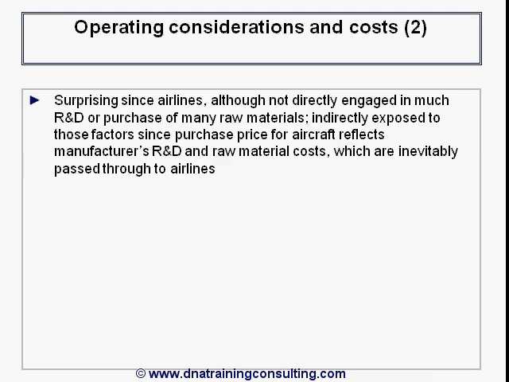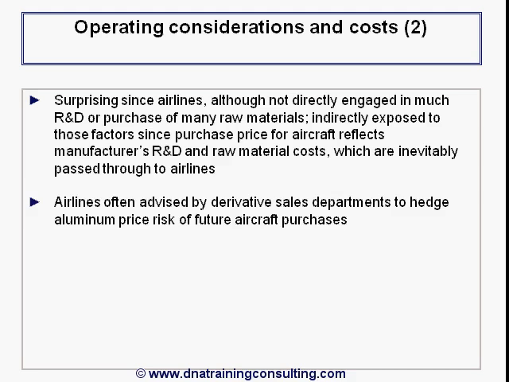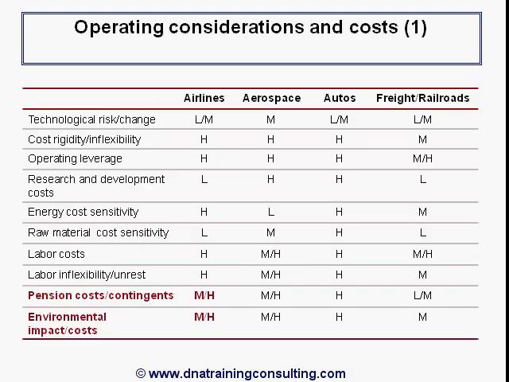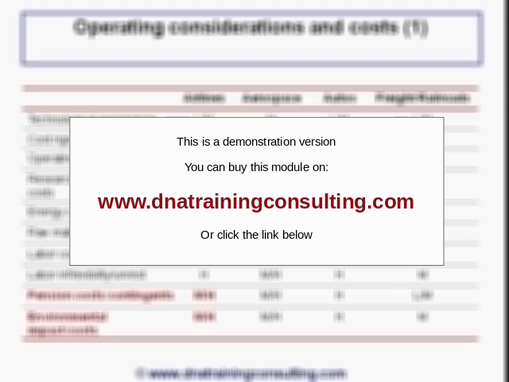Indeed, airlines are often advised by derivative sales departments with proposals to hedge the aluminum price risk of their future aircraft purchases, an acknowledgement of this indirect exposure that can be extremely substantial for those with large scheduled aircraft deliveries. Note finally the medium to high rankings for pension and environmental costs, two factors whose importance is only likely to increase going forward.